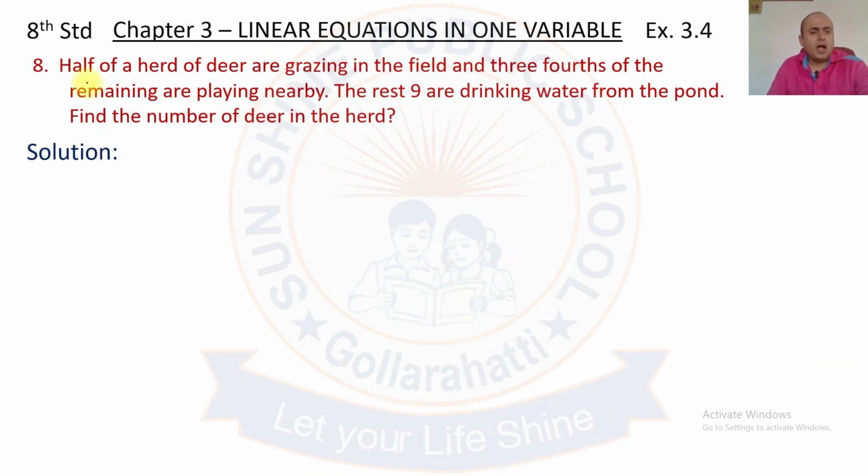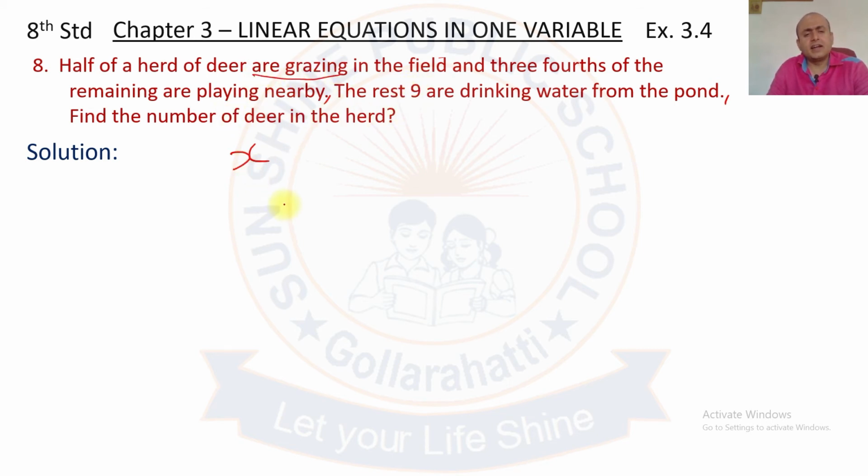Next question is, half of a herd of deer are grazing in the field and 3/4 of the remaining are playing nearby. The rest 9 are drinking water from the pond. Find the number of deer in the herd. Here they have given half of the herd of deer are grazing in the field. Here our total number of deer is not known, so I will take the total number of deer as x.